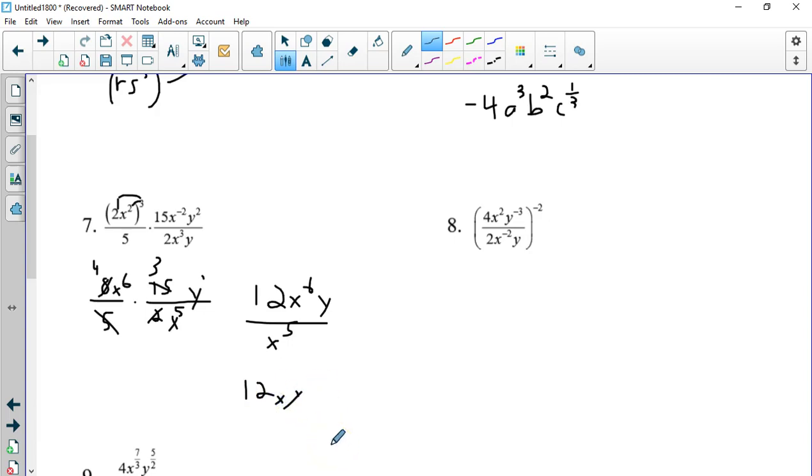Now, you didn't have to do that. If you wanted to do 8 times 15, go for it. 120. 5 times 2, 10. 120 divided by 10, bam, 12. We could have done 6 plus negative 2 is 4. Still, it would have worked out. Where do I have more x's? On the top. 1 more. So there's a whole slew of different ways of going about problems like this.